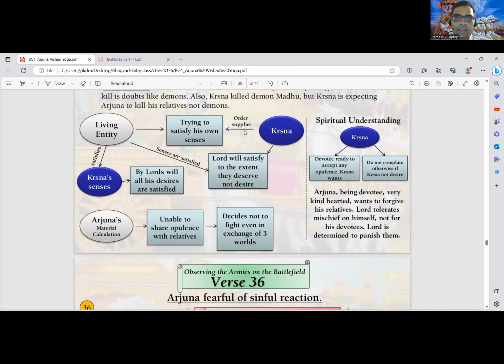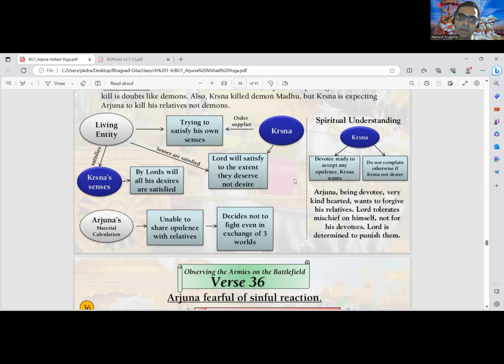And if you look at this diagram, mostly what the living entity thinks is that he actually orders all the time. He asks something of the Lord and wants all his requests to be fulfilled. Even here, people say, man proposes and God disposes. So that is the mentality. People think whatever we ask, the Lord doesn't have any work, and he is only an order supplier.